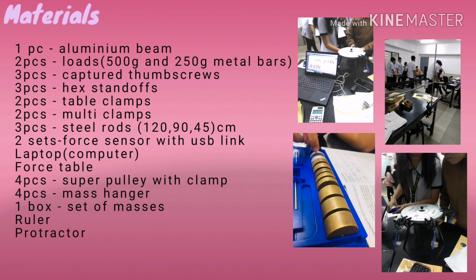For this experiment, you will be needing 1 piece aluminum beam, 2 pieces of loads, 500 gram and 250 gram metal bars, 3 pieces of captured thumb screws, 3 pieces of hex standoffs, 2 pieces of table clamps, 2 pieces of multi-clamps, 3 pieces of steel rods 120, 90, and 45 cm, 2 sets of force sensor with USB link, laptop, force table, 4 pieces of super pulley with clamp, 4 pieces of mass hanger, 1 box set of masses, ruler, and protractor.